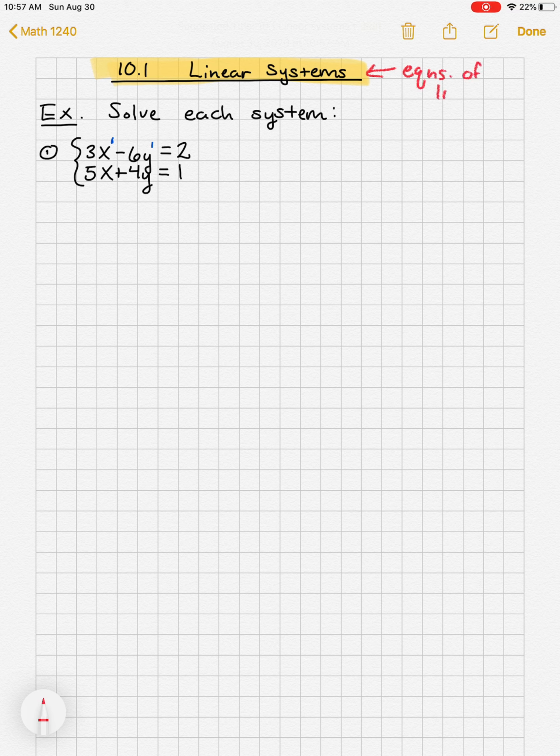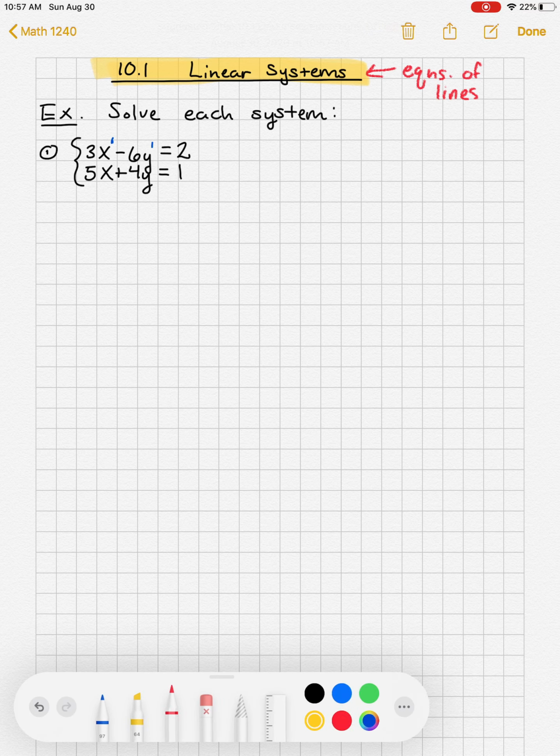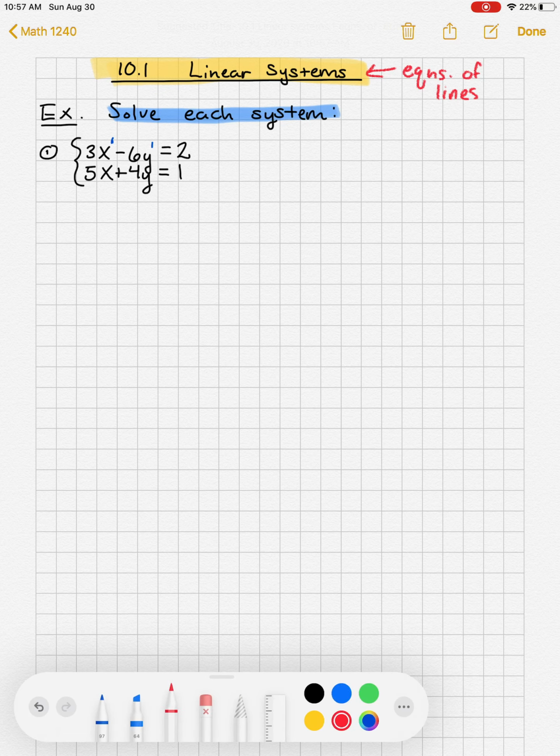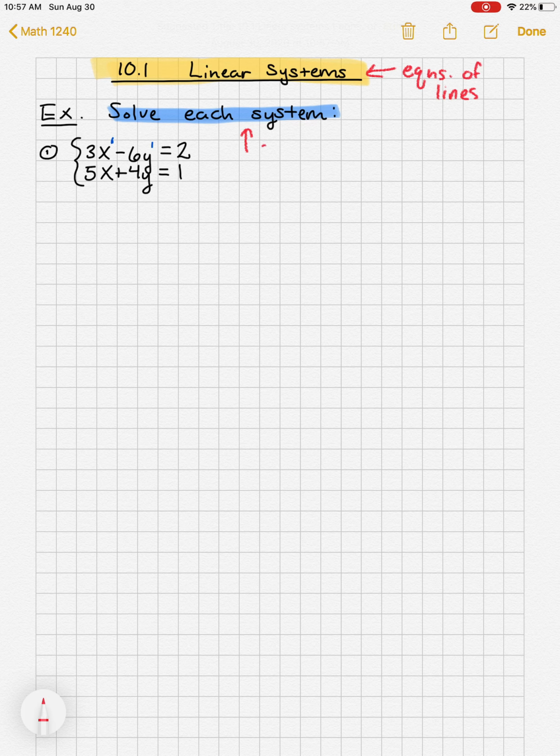So what I have here is two lines, and the question is, can you solve the system? So when we say solve the system, what does that mean? That means we're looking for x, y pairs, and those have to satisfy both equations in the system.